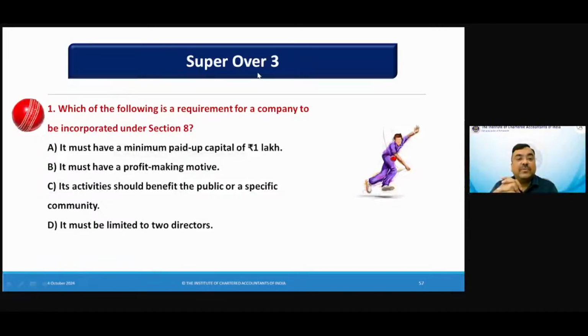Which of the following is a requirement for a company to be incorporated under Section 8? It must have a minimum paid up capital of 1 lakh. It must have a profit making motive. Its activities should benefit the public or specific community. It must be limited to 2 directors.